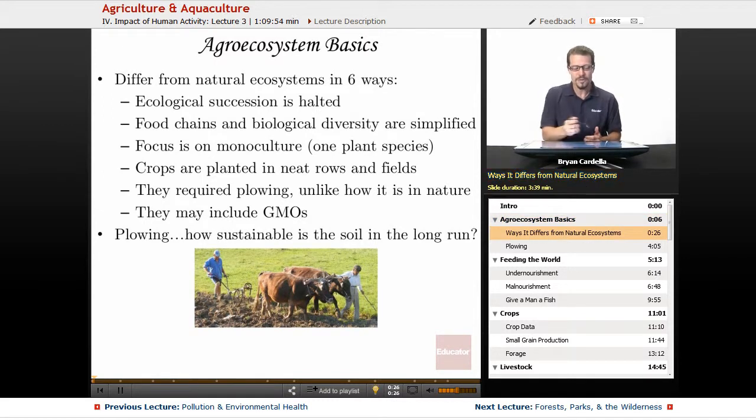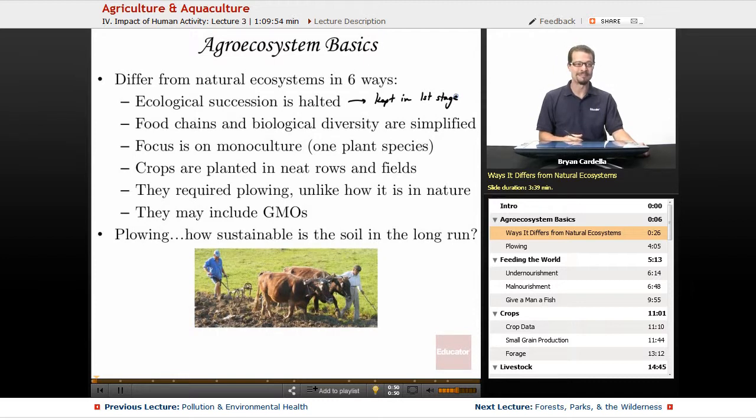Here's some of the basics. How do these agroecosystems differ from natural ecosystems? Well, there's 6 main ways. Ecological succession is halted. It's kept in first stage or around that stage. Think about what crops look like.